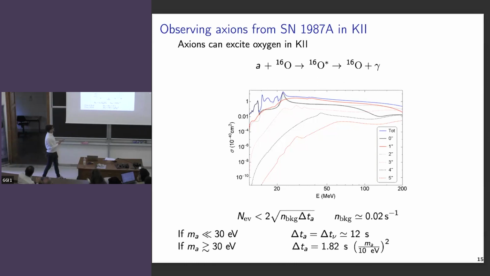So what happens now? Here, this delta T_a is actually the time window in which we can observe the axion signal arriving on Earth. And for masses lower than about 30 electron volt, axions will arrive with neutrinos, and so the time window will be about 12 seconds, so the same as the neutrino signal. While for larger masses, due to their mass, their arrival will be delayed, and the signal will be spread with an expression written here. So in this way, one can constrain the parameter space just requiring that the induced events must be lower than the background.